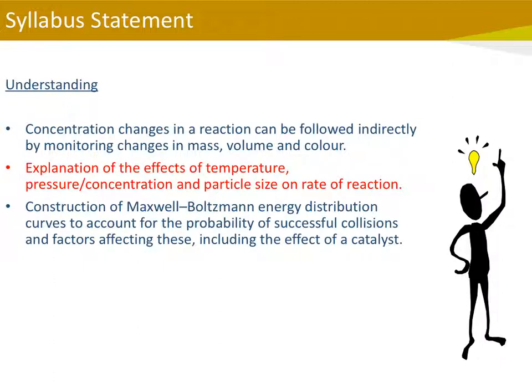Construction of Maxwell-Boltzmann energy distribution curves to account for the probability of successful collisions and factors affecting these, including the effect of a catalyst. Although recall that a catalyst, as we discussed in 6.1a, provides an alternate pathway that lowered the activation energy barrier.